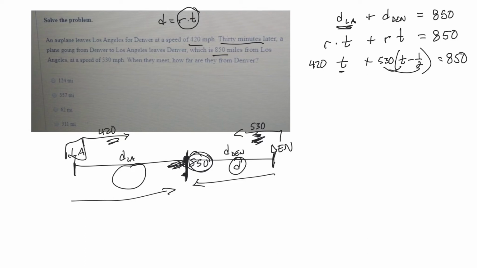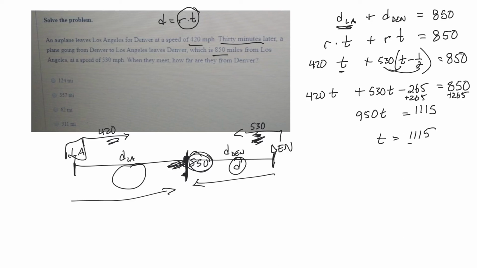Let's first start by doing that. So it'll be 420t plus 530t minus, I think 530 times a half is 265, equals 850. Now just gathering like terms, this will be 950t. I'll add 265 to each side, so this will be equal to 1115, I think. And then divide both sides by 950. When you do that on the calculator, you get 1 point something or other: 1115 divided by 950 equals 1.17.